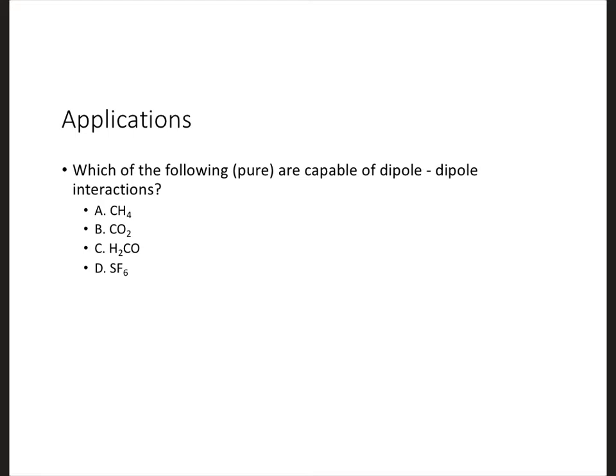So applications, what are we going to ask you to do with this? We're going to give you a series of molecules. We're going to practice some in this class. We're also going to consider what would happen if this popped up on your homework, or what would happen if it popped up in the quiz. Which of the following pure substances are capable of dipole-dipole interactions? So they're saying you need to have two molecules. So let's go ahead and do A.